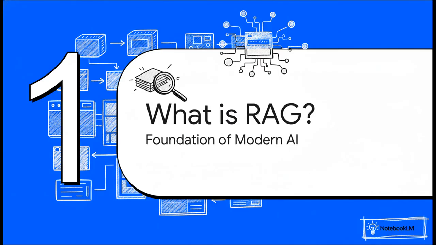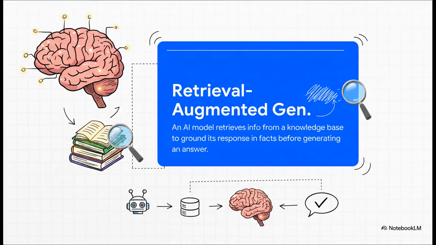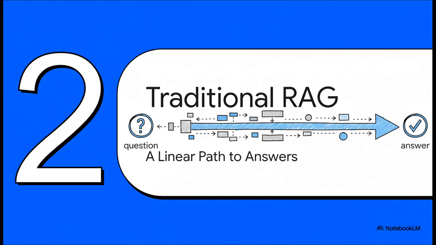Okay, so before we can jump into the future, we've got to understand the present. Let's start with the absolute foundation. What exactly is RAG? RAG stands for Retrieval-Augmented Generation, and the idea behind it is actually pretty simple, but it's super powerful. Instead of letting an AI just guess an answer based on its training data, we give it a library, a specific knowledge base, to check first. It retrieves the relevant facts from that library, and then it generates an answer. Basically, it stops the AI from just making stuff up. Okay, that's the big idea.